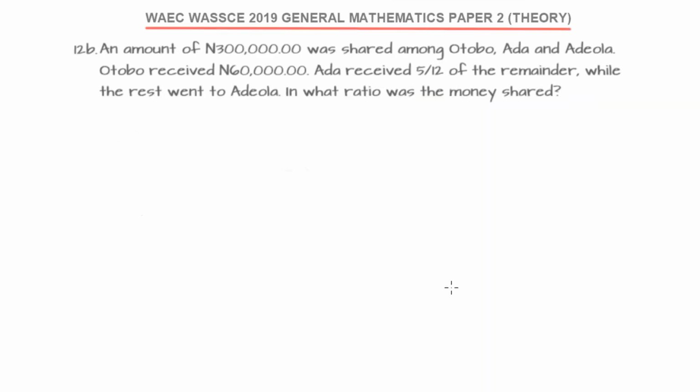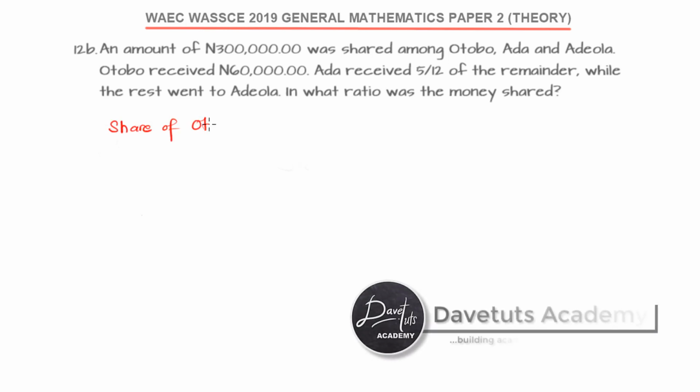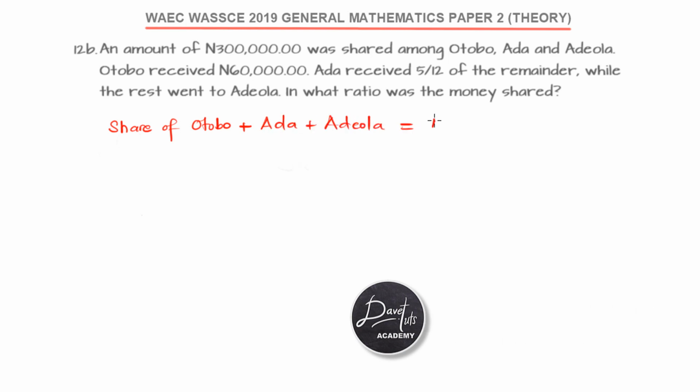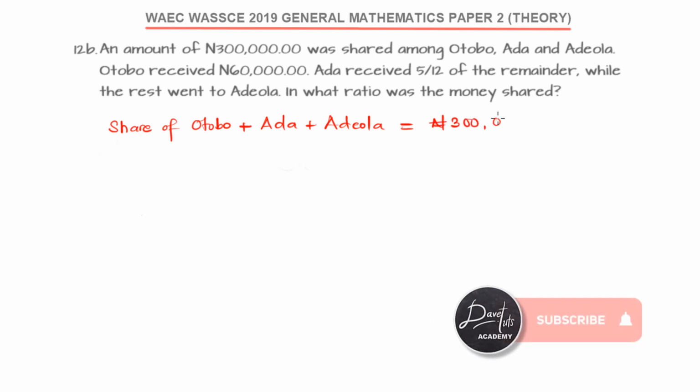An amount of 300,000 naira was shared among Otobo, Ada, and Adeola. Otobo received 60,000 naira. Ada received 5 over 12 of the remainder, while the rest went to Adeola. We are to find the ratio in which the money was shared. Now, the share of the three of them, Otobo, Ada, and Adeola, is amounting to 300,000.